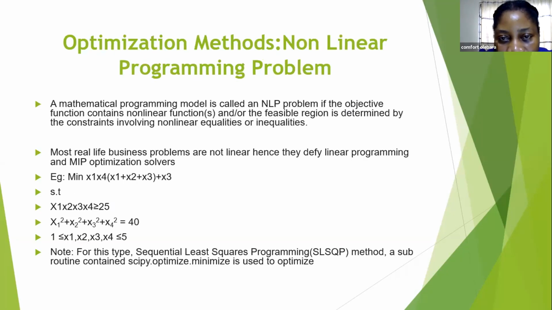Then another example is the nonlinear programming problem. You must agree with me that most real life problems do not have a linear relationship. So there is also accommodation for cases where the relationship between the variables is nonlinear. In this case, we use what we call the sequential least squares programming method to resolve nonlinear programming problems. And this is contained in the SciPy framework. SciPy is a Python framework, and it contains optimize.minimize. SLSQP is a subroutine that is contained inside the SciPy framework.